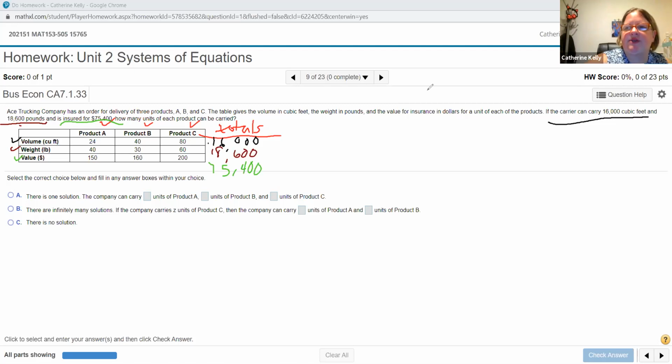I'm going to put that in my matrix, in my calculator. Here's my row by column. There are 3 rows, 4 columns. And then you can answer the questions accordingly.